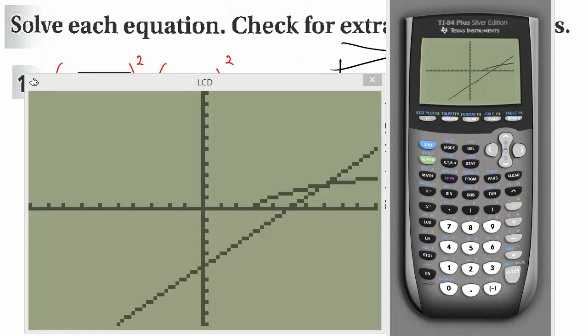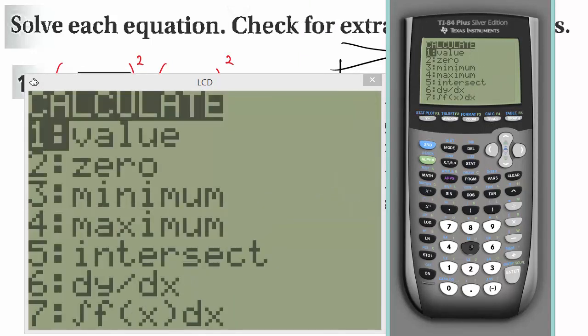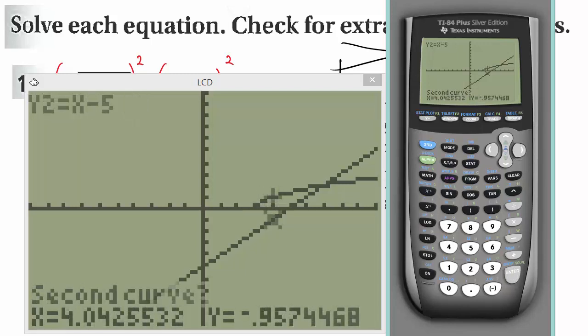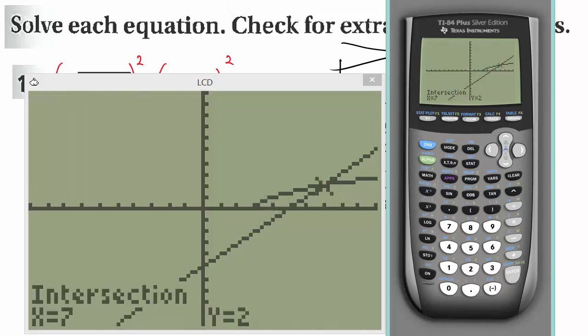If you want to get a clearer picture on that, you can do second, calc. The intersect option is option 5. And when I try to go to the first curve, it doesn't like it, 0 is not in the domain, so you have to actually go a little over to the right. See, I'm still not on the first curve. So that's the drawback of using your calculator. So I hit enter, I'm on the first curve. Now I'm on the second curve, hit enter a third time. Look at that, the intersection is at the x value 7.